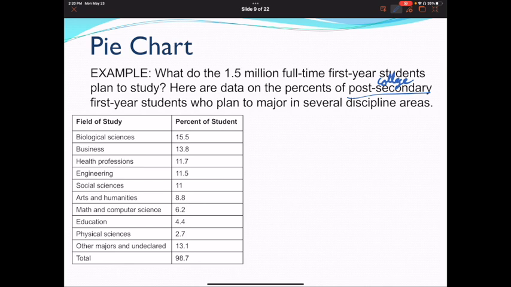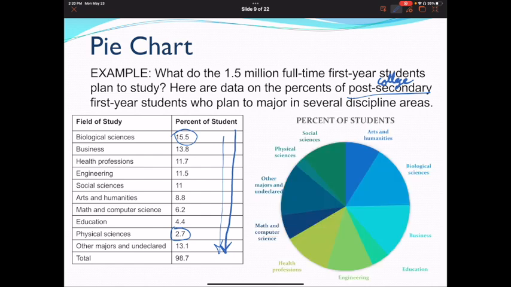And if I were to ask you which group has the smallest percentage, you'd have to scroll through this data to see, oh yeah, it's physical sciences. And which has the greatest? Again, you'd have to scroll through and then verify, oh yeah, it's biological sciences. But pie charts can help us visualize that. So here's our visualization. We can see the smallest pie slice goes to physical sciences, while the largest goes to biological sciences.